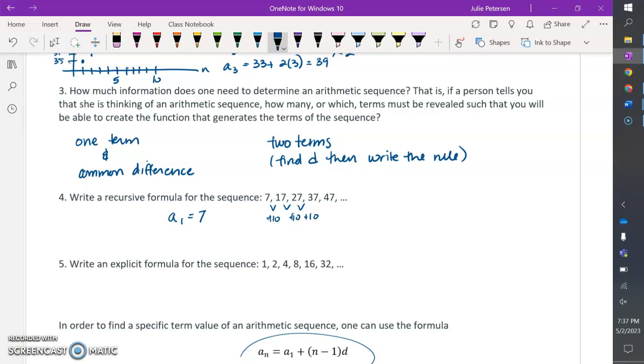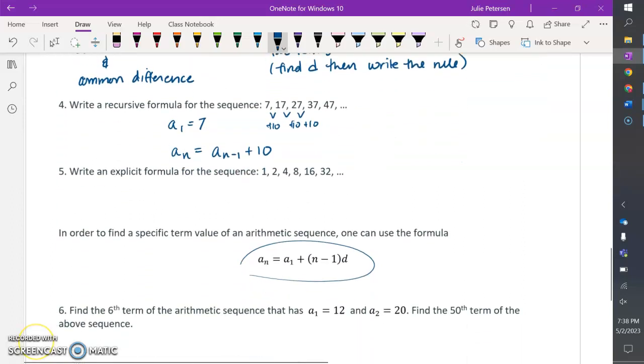So the way we do a recursive formula is we say, all right, a sub n, the rule for this is you take any prior term, so that would be a sub n minus 1. That's simply the term before the nth term. And then we would add 10. So it's really pretty straightforward. You just need to remember this whole a sub n minus 1 simply means the term prior to a sub n.